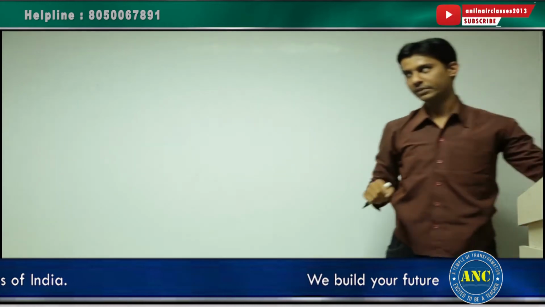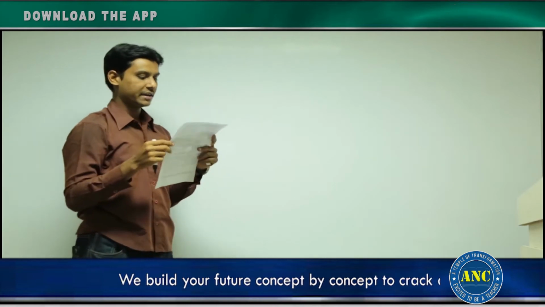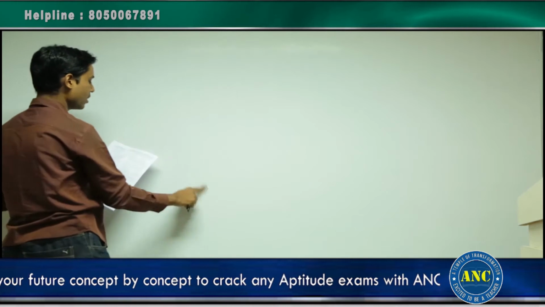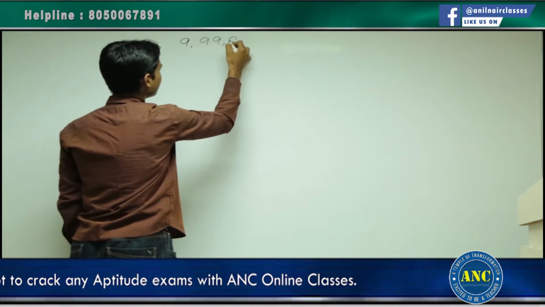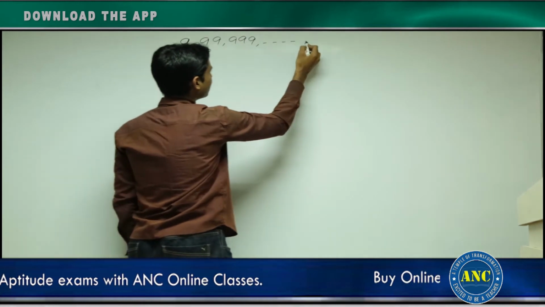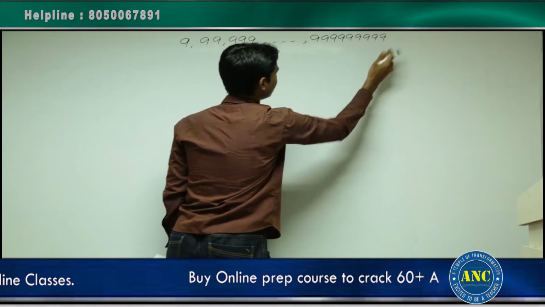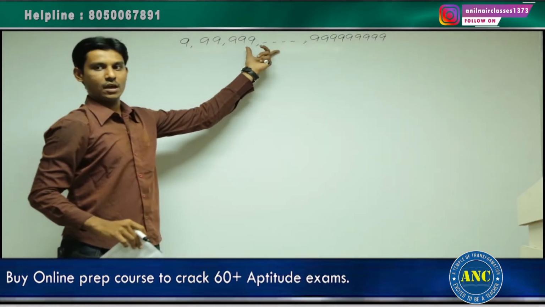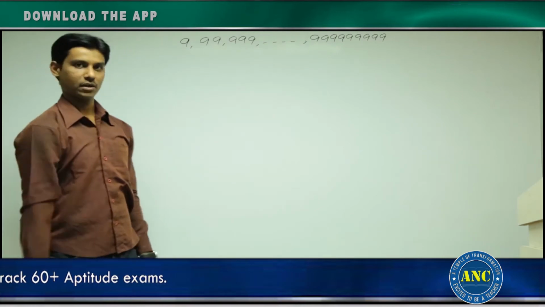Please see the second question. Which digit is missing in the average of the numbers 9, 99, 999 followed by 9 nines? That means I am giving you a series 9, 99, 999. The last number is having 9 written 9 times. The question is to find the average of this series. You will get some value. In that value, which is the missing digit?